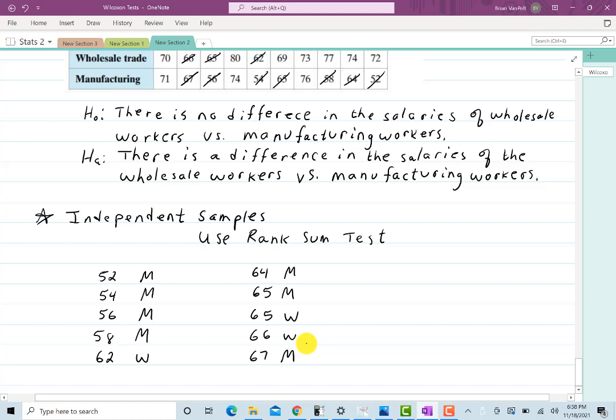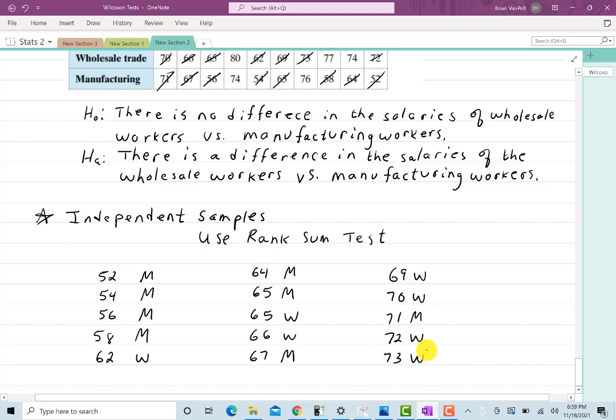And let me start another column then. After 67, what do we have next? 69 comes from wholesale. Got it. After 69 comes 70, also from wholesale. After 70, I see a 71 from manufacturing. After that, I see a 72 from wholesale. After that, I see a 73 from wholesale.